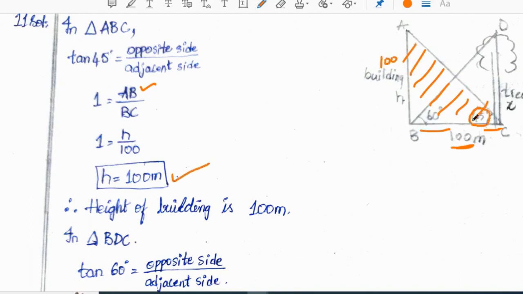So remember one trick, students: in 45 degrees tan, whatever the adjacent side is, the height will also be similar, only for 45 degrees. So the height of the building we got as 100.